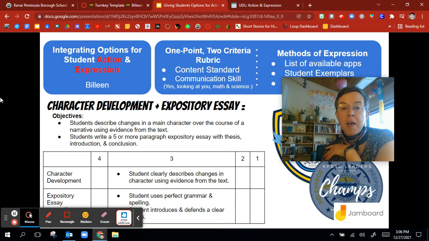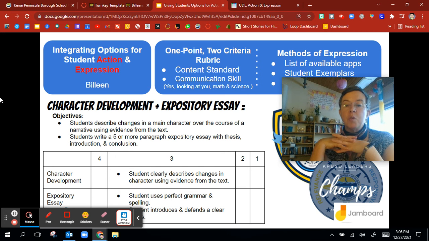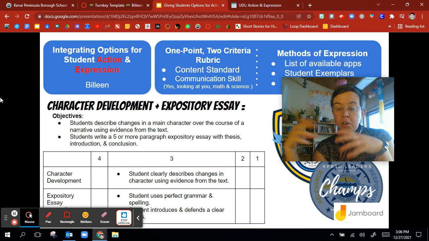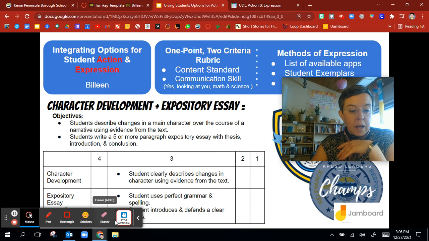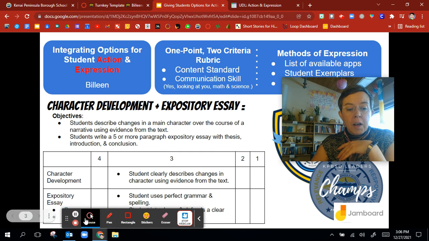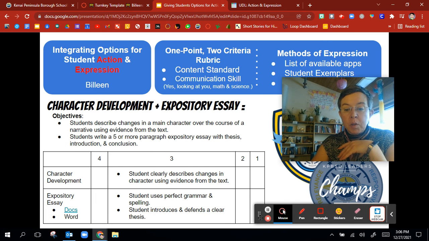And then on top of that, our expository essay is part of our ELA standards. So writing a 5-paragraph expository essay. If you combine those two, then you are able to hit more standards with one project. And this is a 2-criteria, 1-point rubric. You are outlining just one example of how a student meets these standards.